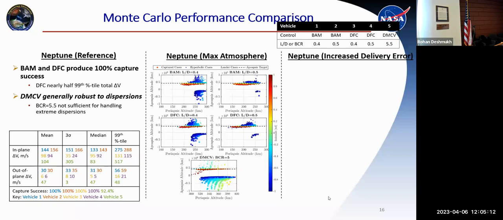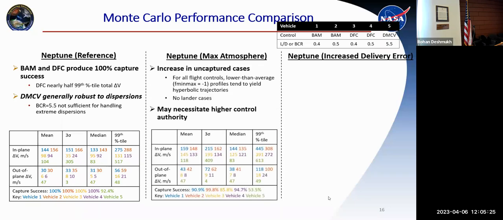There are other ways we can look at improving this. However, the pure drag modulation vehicle, unfortunately, you can see the rainbow, taste the rainbow. There are a lot of uncaptured cases there. So the key takeaway here is that with this max atmosphere environment, we may need to have higher control authority in order to achieve our 100% capture success.